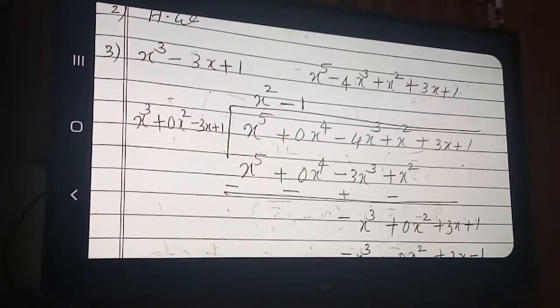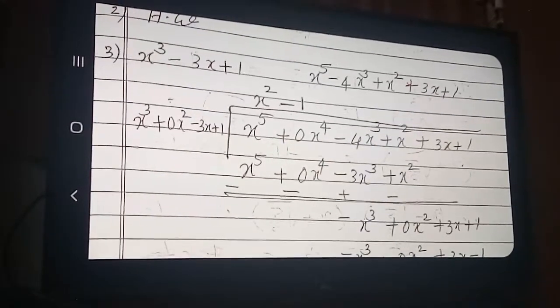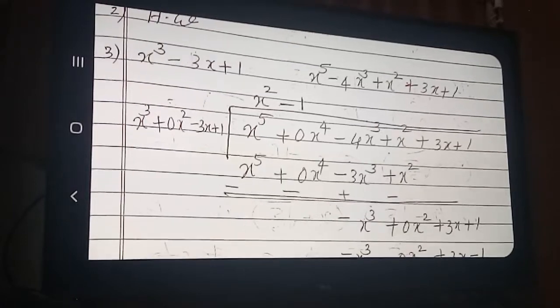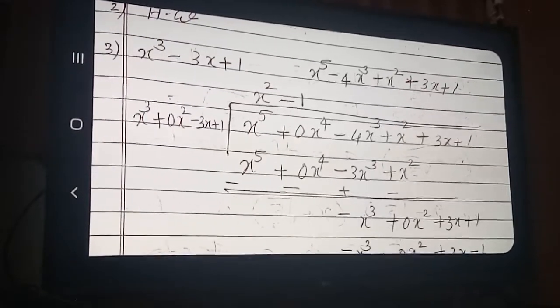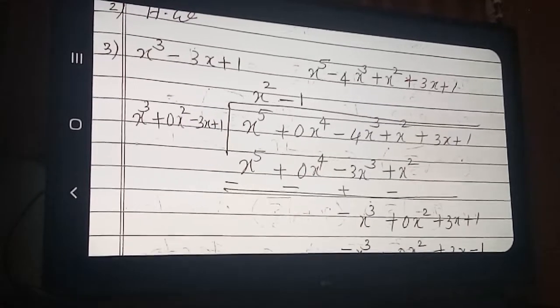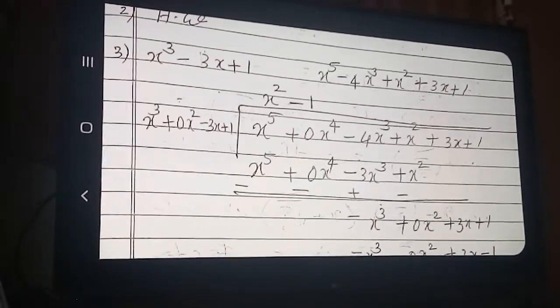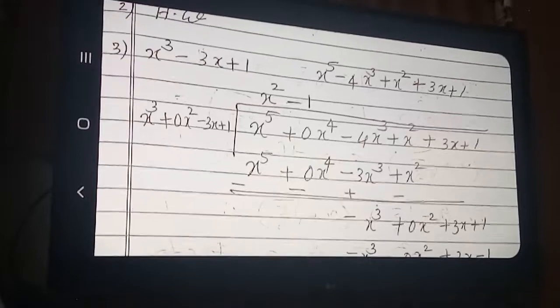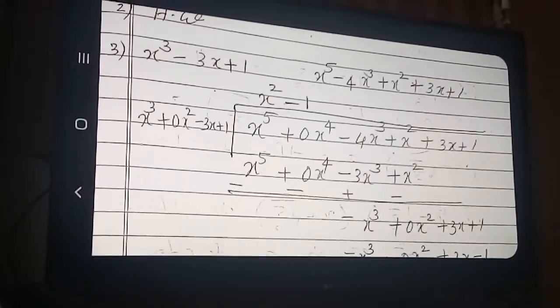As usual, x raised to 5 by x cube, how much is coming? x square. Then multiply. x square into x cube, x raised to 5. x square into x square, 0 x raised to 4. x square into minus 3x cube. x square into 1 plus x square.